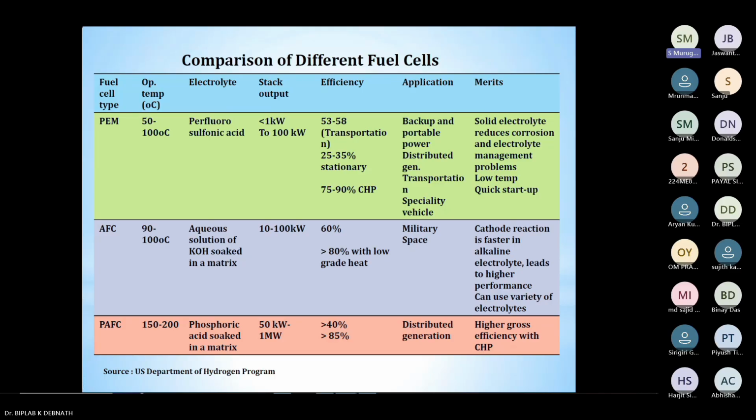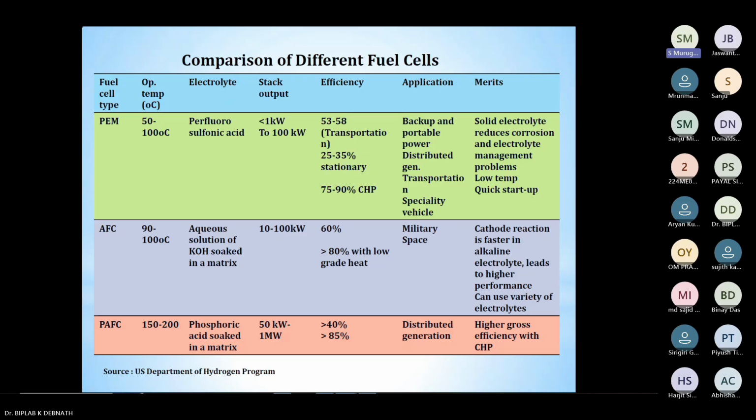So here I would like to show some comparisons between the fuel cells we have. Here the left hand side shows the fuel cells we use, like PEMFC, alkaline fuel cell, AFC, and PAFC, phosphoric acid fuel cell. So in this slide, these three types are shown. The second column shows the operating temperature. The third column shows electrolyte, then stack power output, then efficiency, application, merits and so on. So here, as I told in the previous two slides, the operating temperature of PEMFC is in the range of 50 to 100 degrees Celsius. The type of electrolyte we use is perfluorosulfonic acid, and the power output, as I told in the previous slide, you can use up to 100 kilowatts.